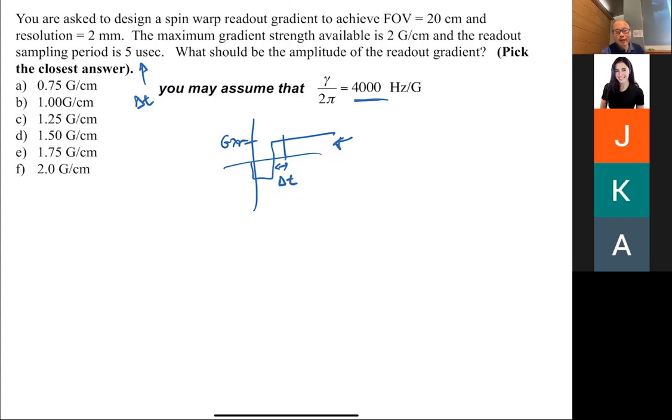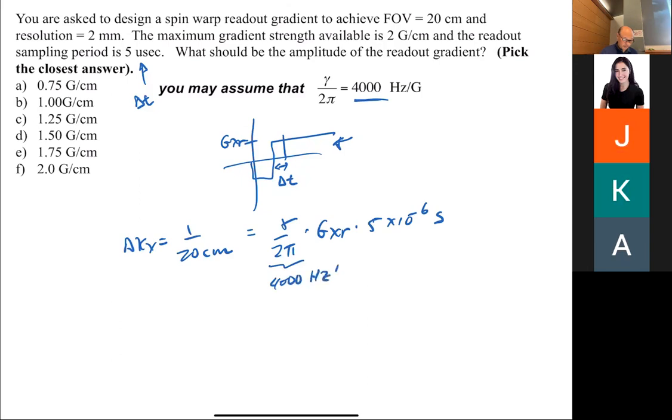F. F was one of the least popular answers online, 17%. So this will be exciting because I don't even remember what the answer is. Let's figure it out together. Clearly I don't care about the resolution, I just care about FOV. So I want delta KX equals 1 over 20 centimeters. And that's going to be equal to gamma over 2 pi times GXR times 5 times 10 to the minus 6 seconds. And we're told gamma over 2 pi is 4,000 hertz per Gauss.